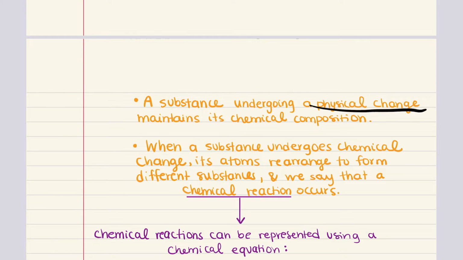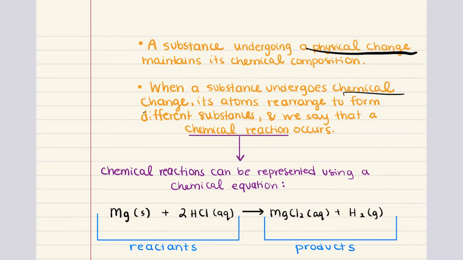For example, when an ice cube melts and forms liquid water, which then evaporates, two different physical changes have occurred: melting and vaporization. Since the composition of water is H2O, whether it's in the solid phase, the liquid phase, or the gas phase, these are examples of physical change. Now, when a substance undergoes a chemical change, its atoms rearrange to form different substances. And things that indicate a chemical change has occurred include color changes, bubble formation, or odor and temperature change.